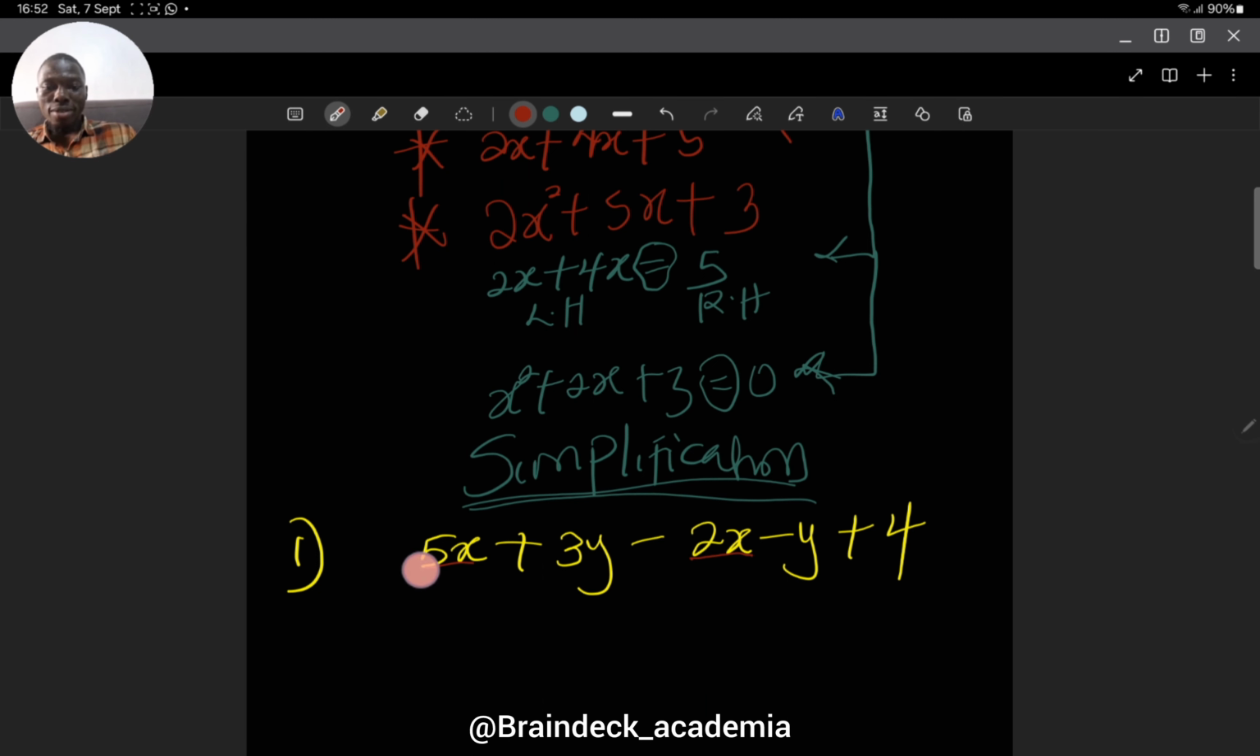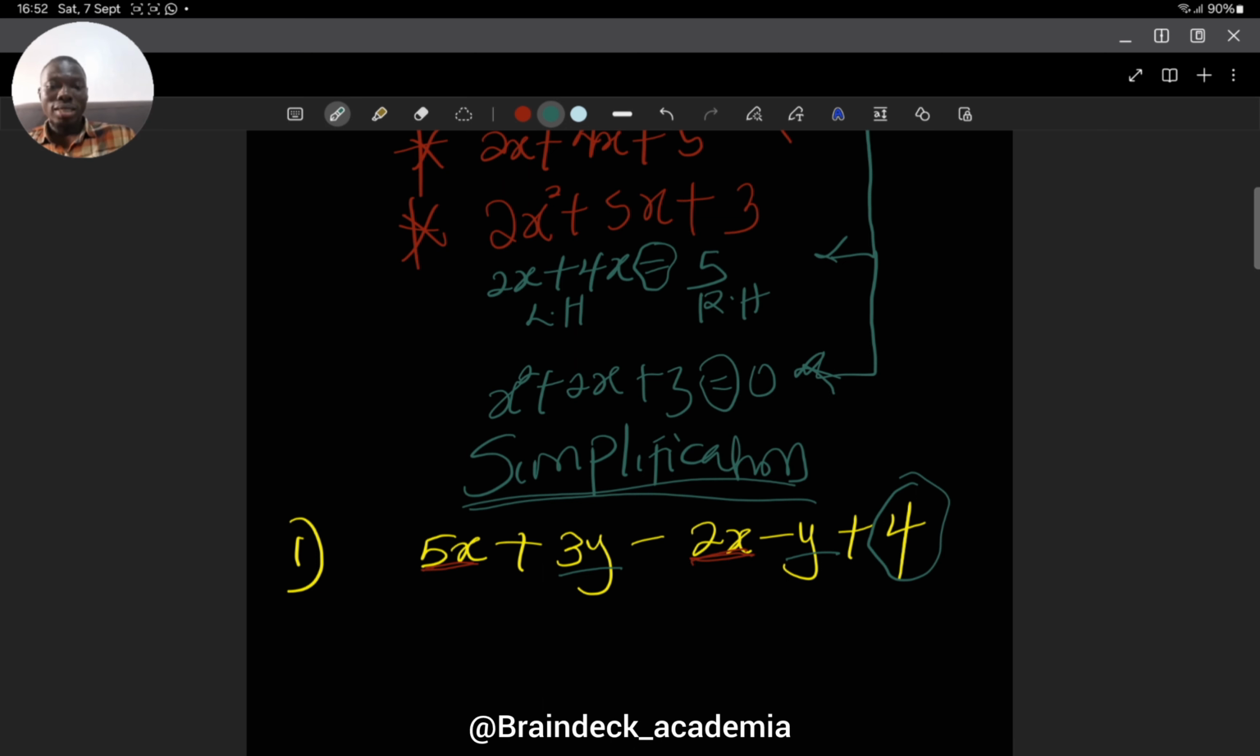So this 5x and this 2x are like terms because what they have in common is the x. Now, here I have y and here I have y. So it means that 3y and minus y are like terms. But the unlike term here, the one that is not even similar to any of it at all, is the 4. So whenever you have a question like this, the first thing you need to do is to rearrange the question, bringing the like terms closer to themselves so that you can carry out any algebraic operation that they both have.